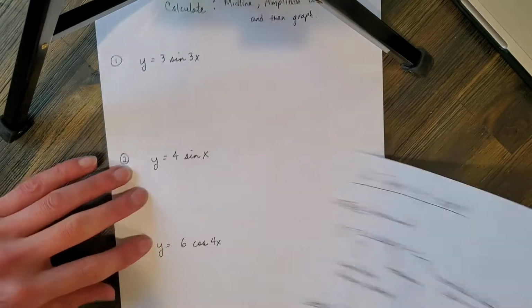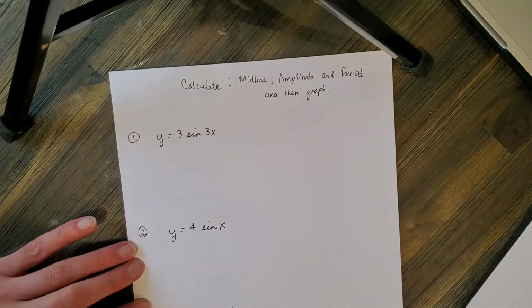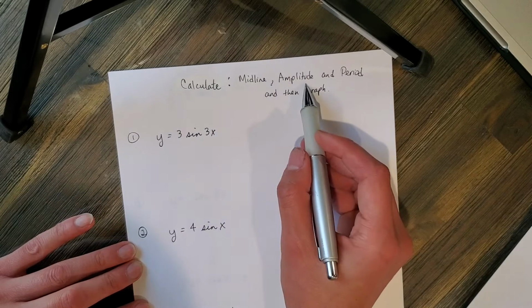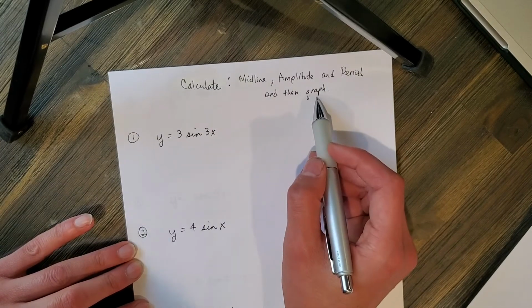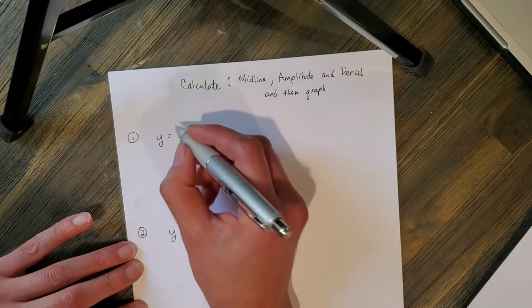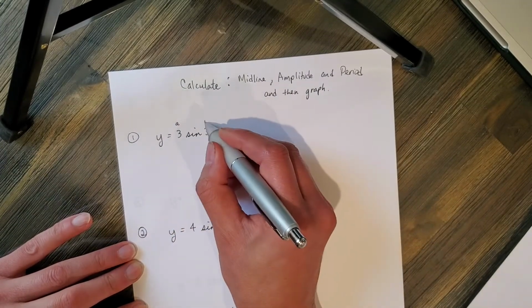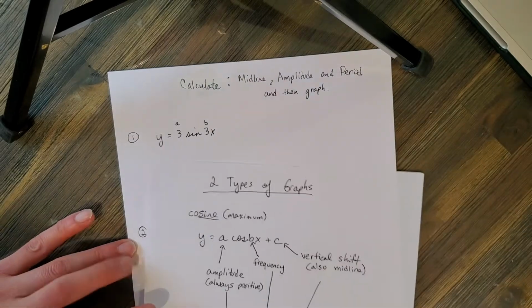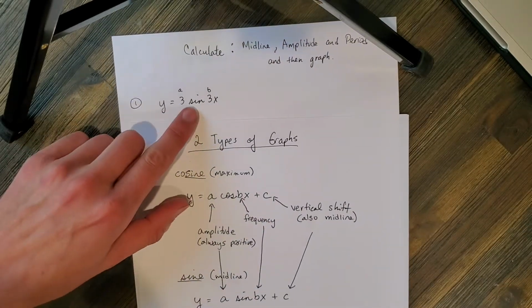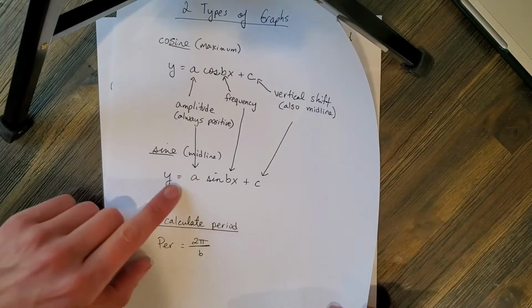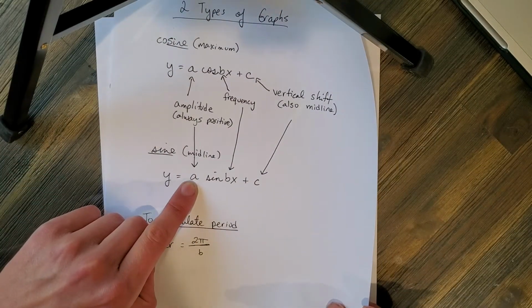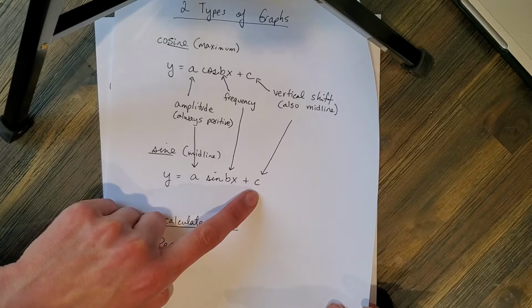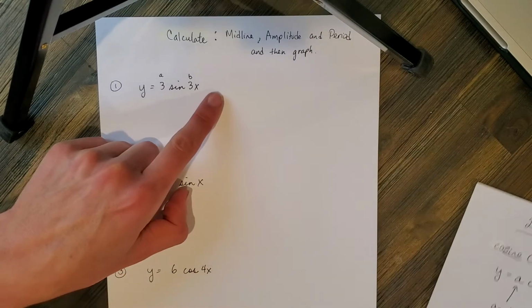So let's begin here. Notice we have the first equation here. It says calculate midline, amplitude, and the period, and then graph. So notice this is a. I'll put a little a right there. This is b. And then there is no c, so you can think of c as being 0. Remember, we have two graphs. One has sine, one has cosine, so we're looking at this one here. So we have a at the beginning, and then we have b right in front of the x, and then c is always at the end on the right side, but there is no c here.